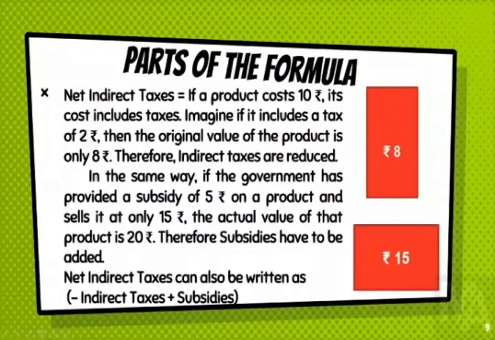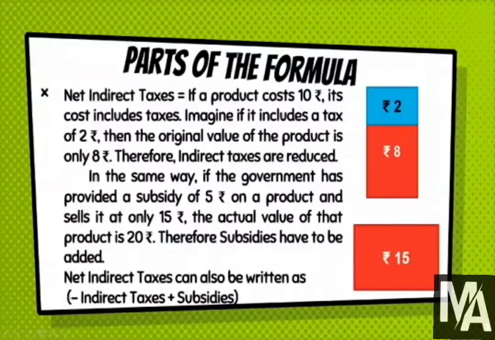Because originally the value was 8, but the taxes are added by the government and its value has become 10, which means the original value of that particular product is not 10 rupees, it is 8 rupees. Because we have added taxes, it has become 10 rupees. So while we are calculating national income, it is very, very important to remove taxes because they are simply increasing the value. The original value of the product is only rupees 8.